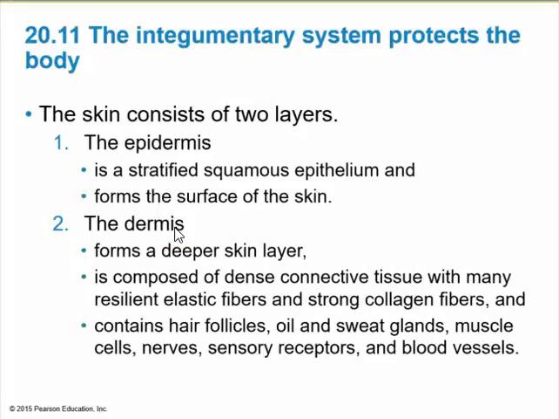The integumentary system consists of the skin: the epidermis, the surface made of stratified squamous epithelium, and the dermis, which is beneath that and is made of dense connective tissue with elastin. It's very strong. It has collagen, hair follicles, oil and sweat glands, muscle cells, different nerves, blood vessels, and sense receptors: hot, cold, pain, pressure, touch.